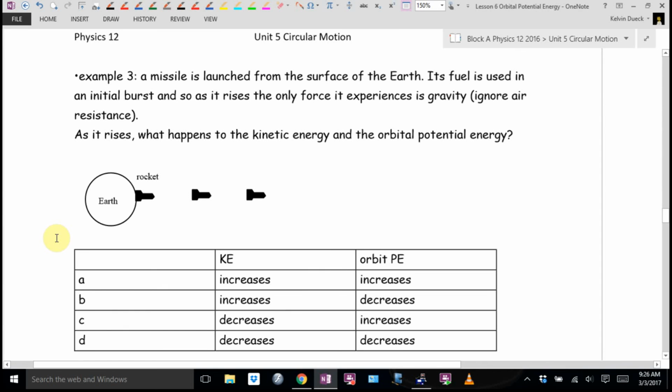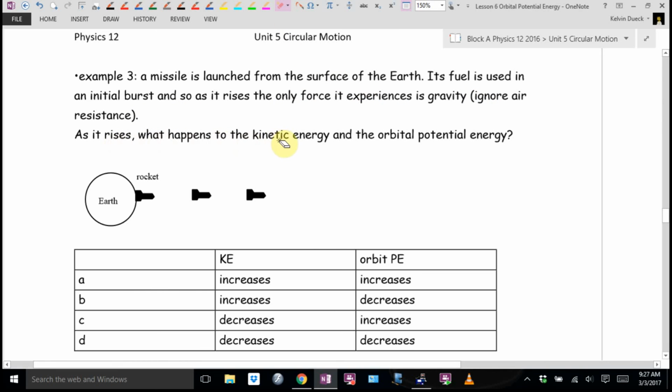Turn the page. A missile is launched from the surface of the Earth straight up. In my picture, straight sideways, but up. Its fuel is used in an initial burst, so we're going to talk about right after it's left the launch pad, just to make this a magic physics question. Let's assume right when it leaves the launch pad, that's its maximum kinetic energy because we've burned all the fuel instantly somehow. Then we're going to coast the rest of the way. So as it rises, the only force it experiences is gravity, and we're going to ignore air resistance.